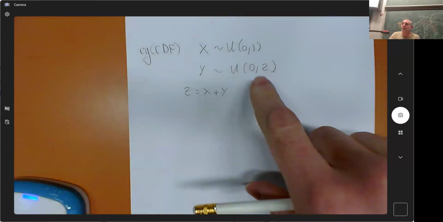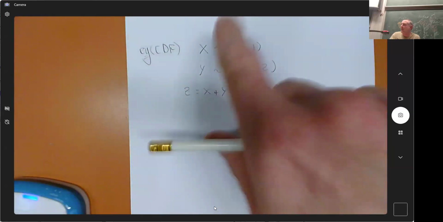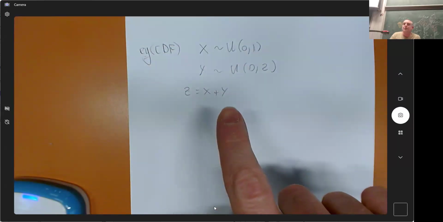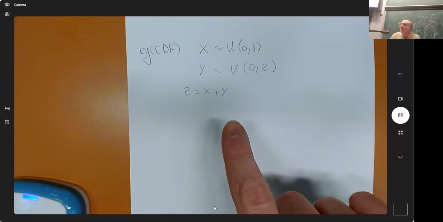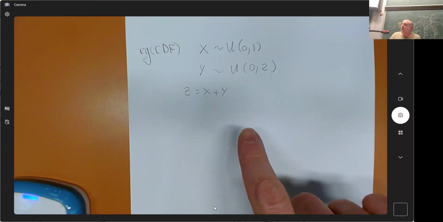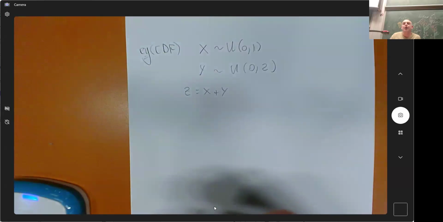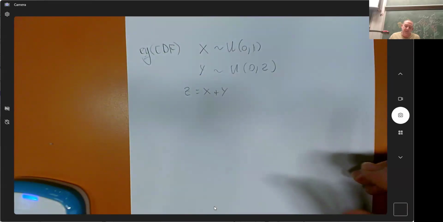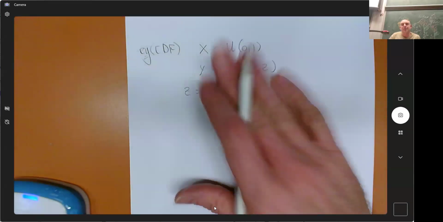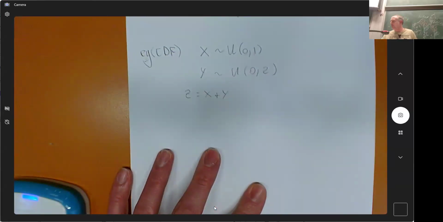Do you have dumb ones like this where you had to find the CDF of the thing when you add things together? All right. Sadness. I may come back to this, but we won't do that now.